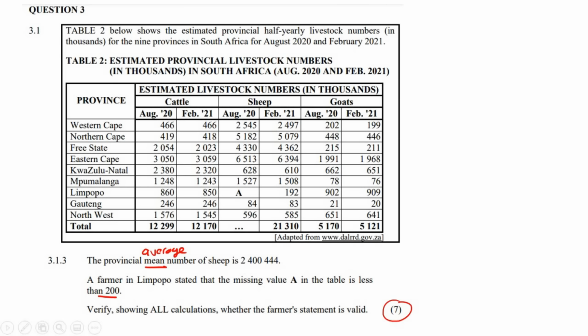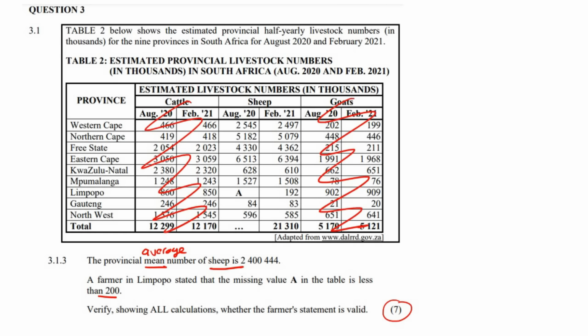Now, what's a bit weird about this question, which I don't like, is they forget to tell us whether we're talking about August or February 2020. But I'll help you to break it down. So they are talking about sheep, okay? So we're definitely not going to be looking at cattle, and we're not going to be looking at goats.